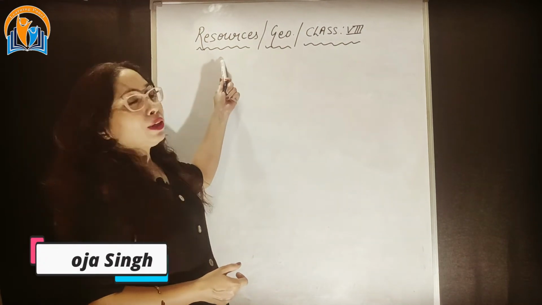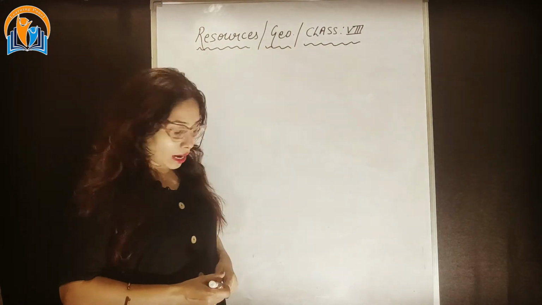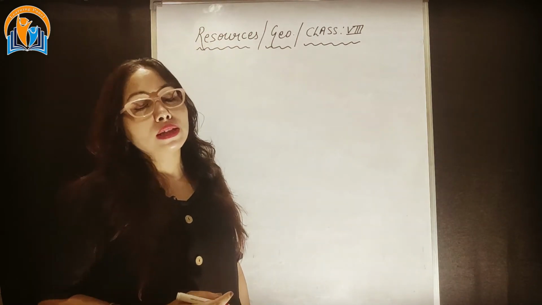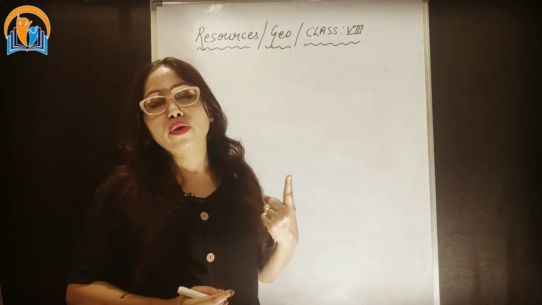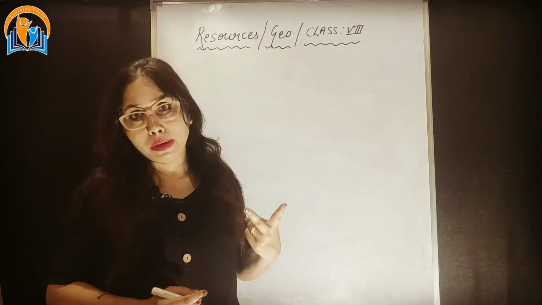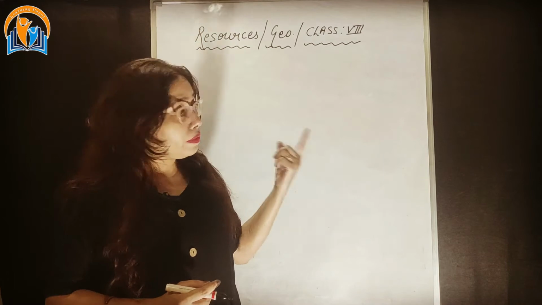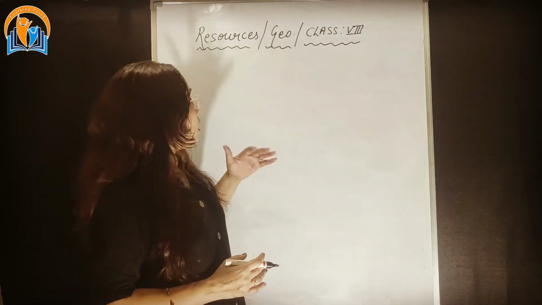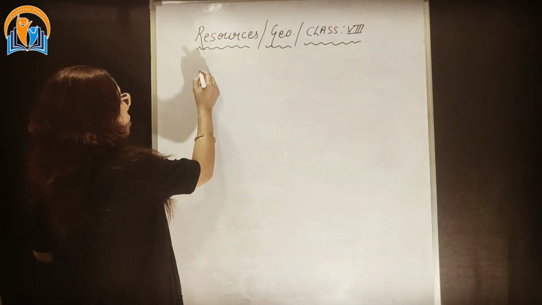So let us continue chapter number 1 in Geography Resources of Class 8th. Well, as you know that previously we were doing classification of natural resources. Among them, two we had already done: number 1, on the basis of origin, and on the basis of renewability or exhaustibility. Right? A link to the previous video you may get in the description box. So let us take the next two points of the classification of natural resources.